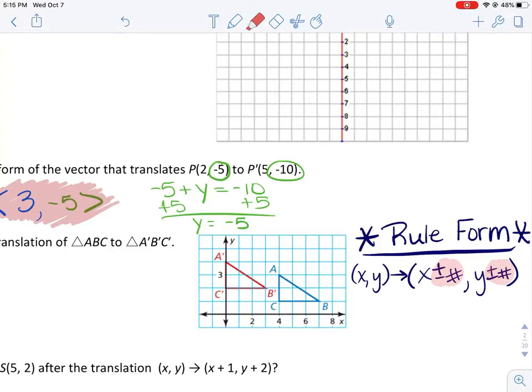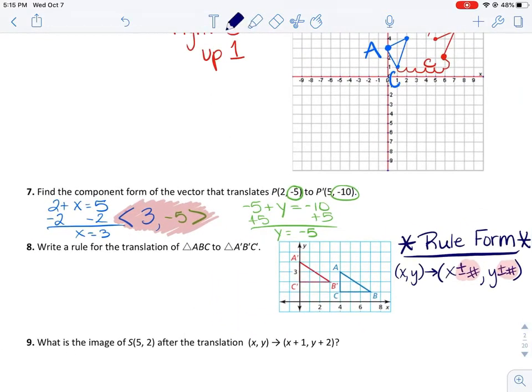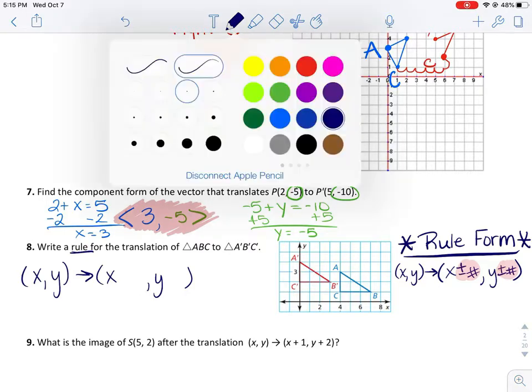So you can start a question when it asks you for the rule form of a translation. You can just write that info and then go to your picture to fill in those highlighted spaces. So that's exactly what I'm going to show you here on number 8. It says I need rule form, so I always start with the coordinate (x, y) becomes, and we're going to have an x, something's going to happen to it, and then a y. So now our job is to find out, how is the x changing, how is the y changing? What's the horizontal change, what's the vertical change?